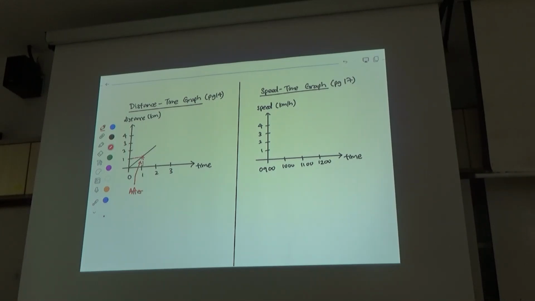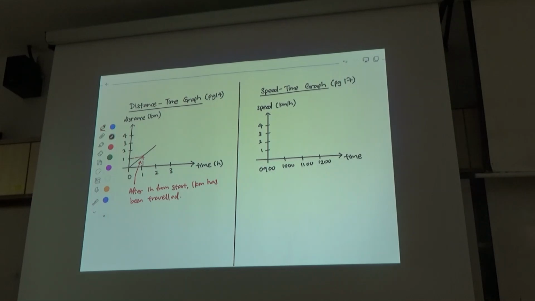After, okay, maybe this one is in hours. After 1 hour from start, 1 km has been covered or traveled. Alright, that's how we read and understand the distance time graph.